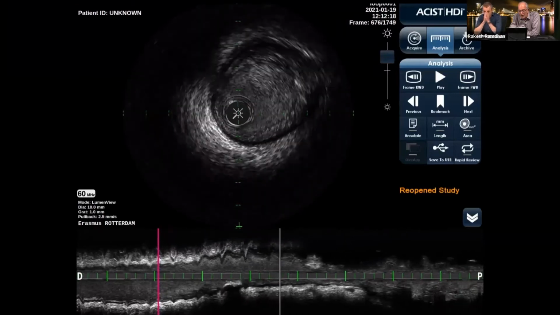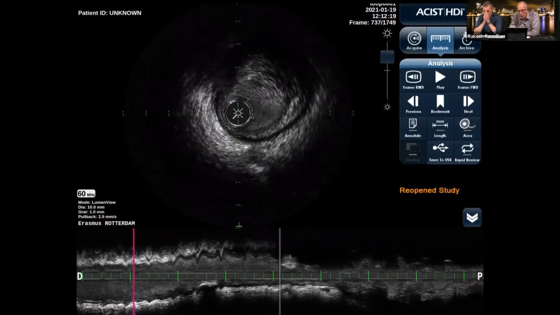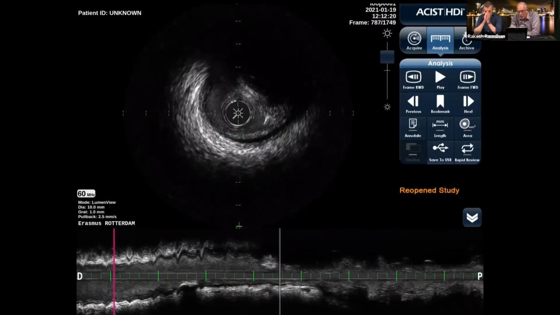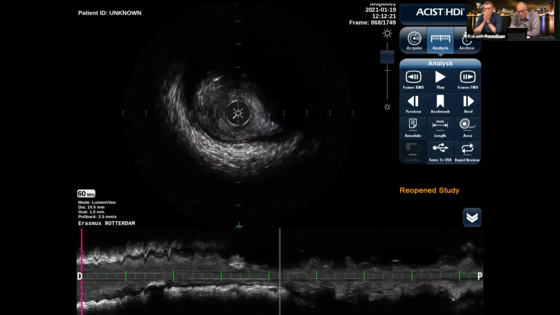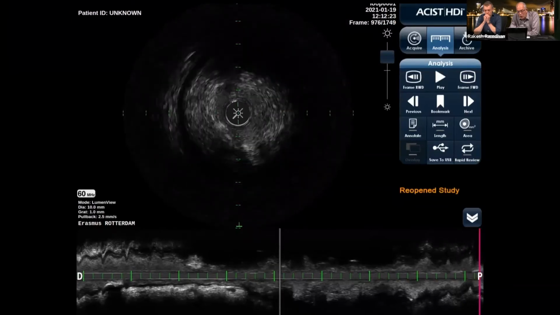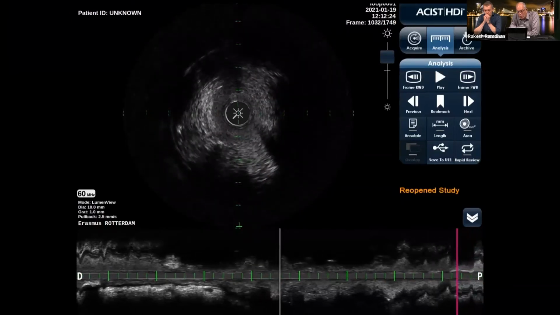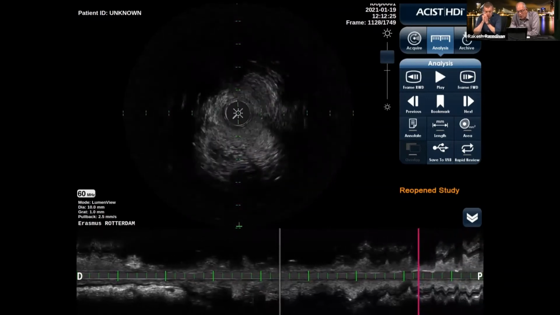And here in the mid RCA, we see more plaque, but what we also see is a line, a double layer with thrombus upon this. So we have here subacute thrombus. We continue. Here's also some calcification. And more proximally, we have a huge region of thrombus, mostly subacute, into the lumen.